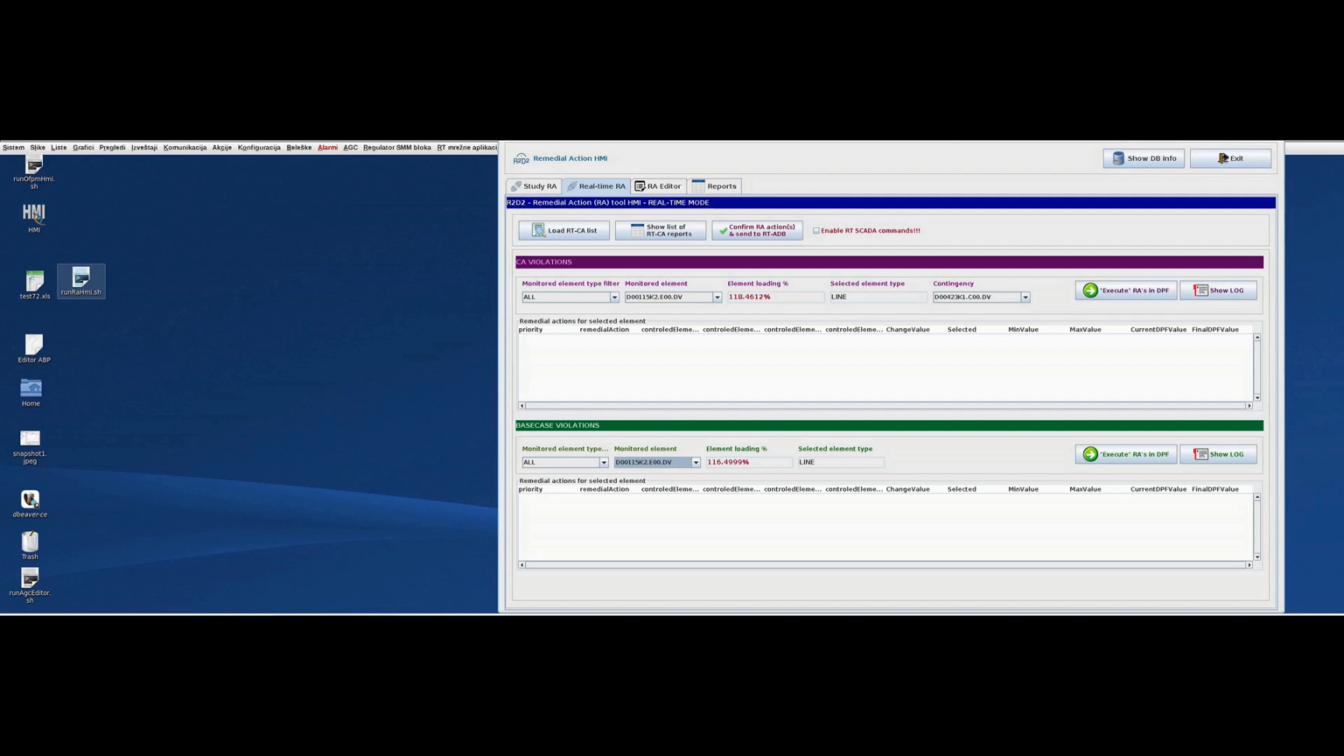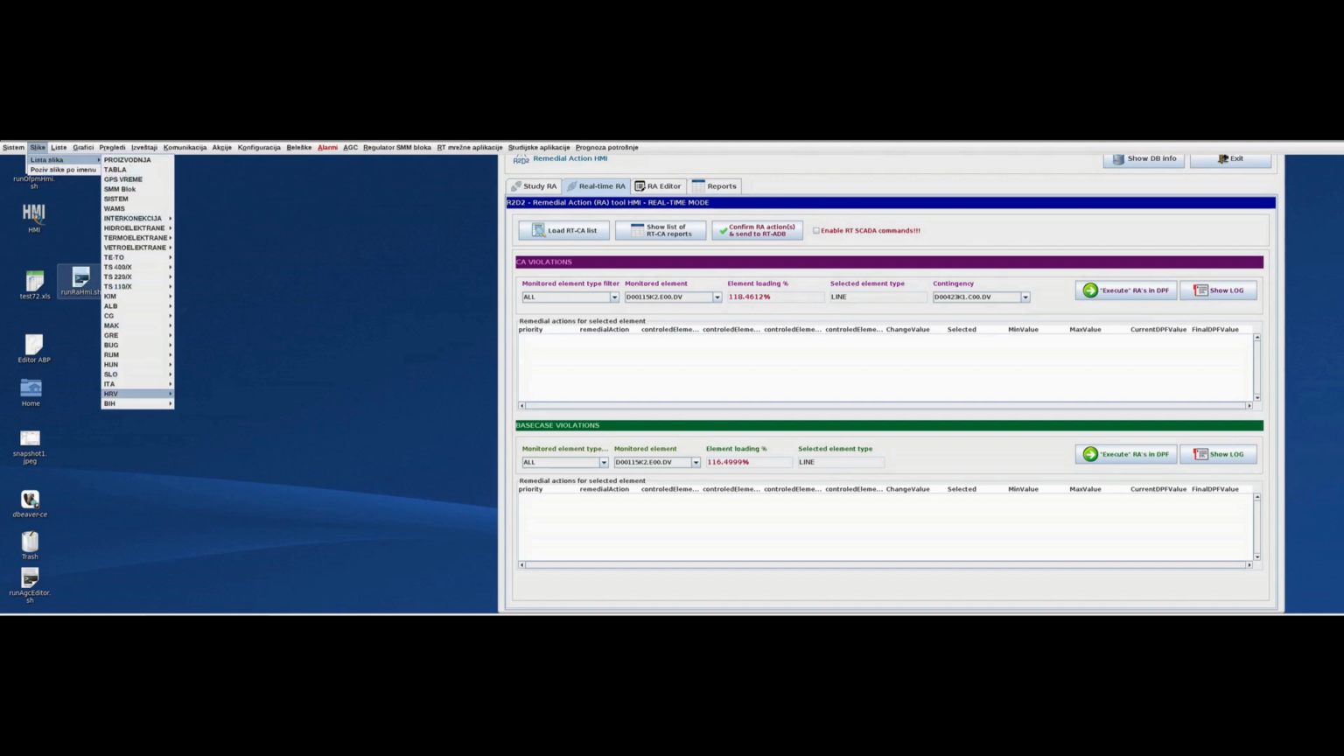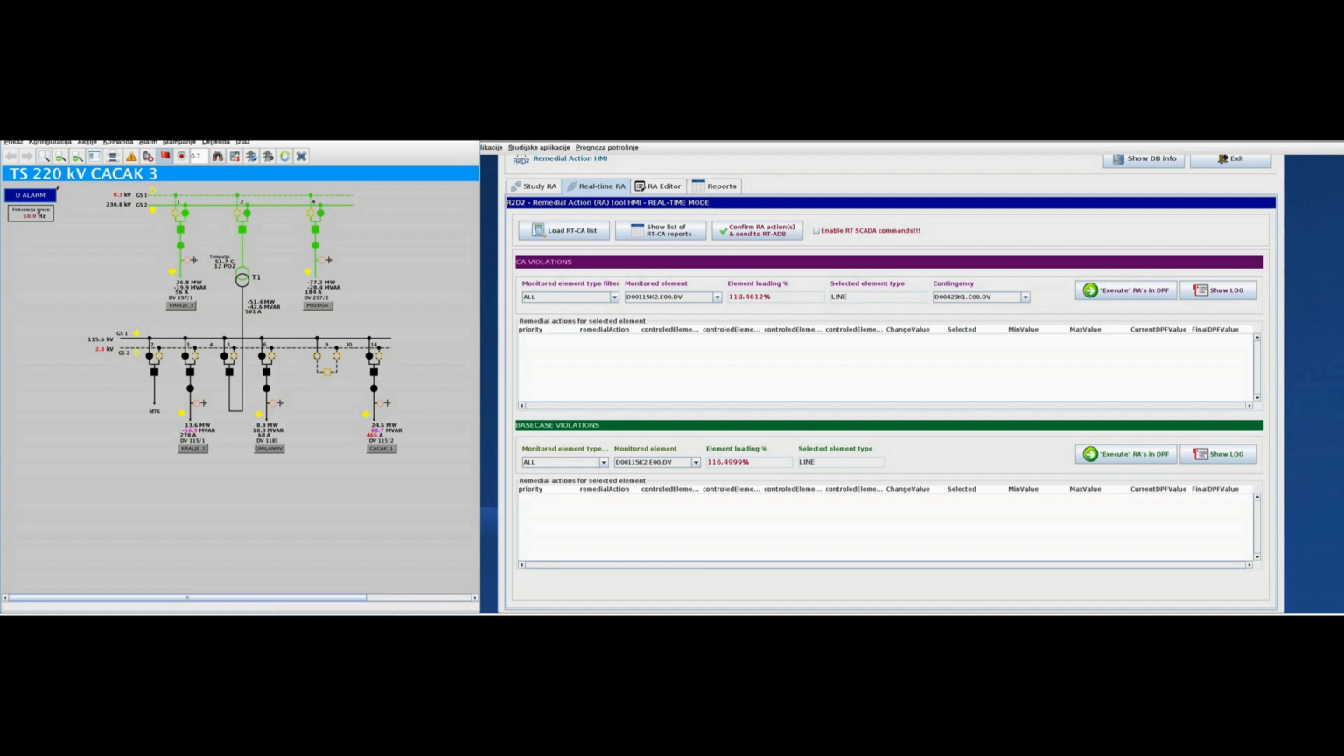The dispatchers are now checking the line to see what the load is made up of. So they are opening the substation Čačak 3 from where the line is starting. As you can see on the SCADA image, the line is overloaded and the current is blinking in red light. Also, the dispatchers are noticing that the line is overloaded mainly with reactive power.